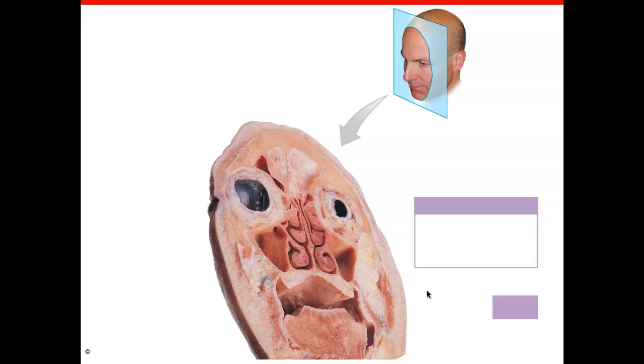Now here's a weird picture I took from another textbook. It is a cut of the face, but you can see the mouth, you can see the maxillary sinuses, you can see the frontal sinuses, and you can see these conchae. So this is the nasal cavity. And air is going to be flowing past this. It's all covered with respiratory mucosa.